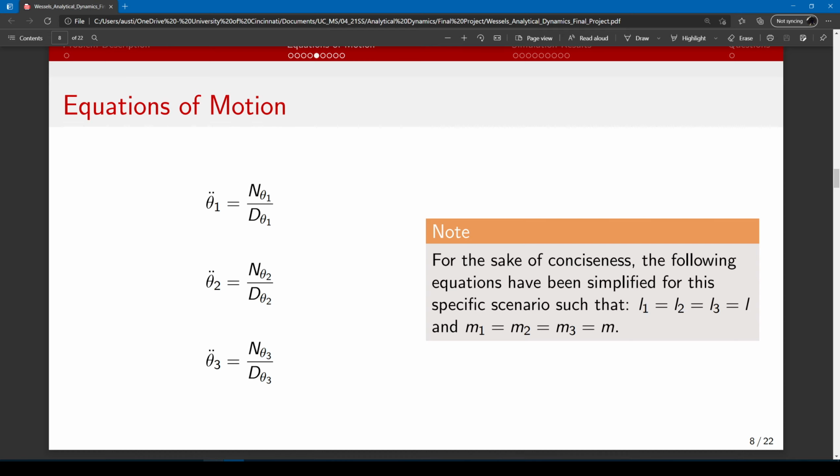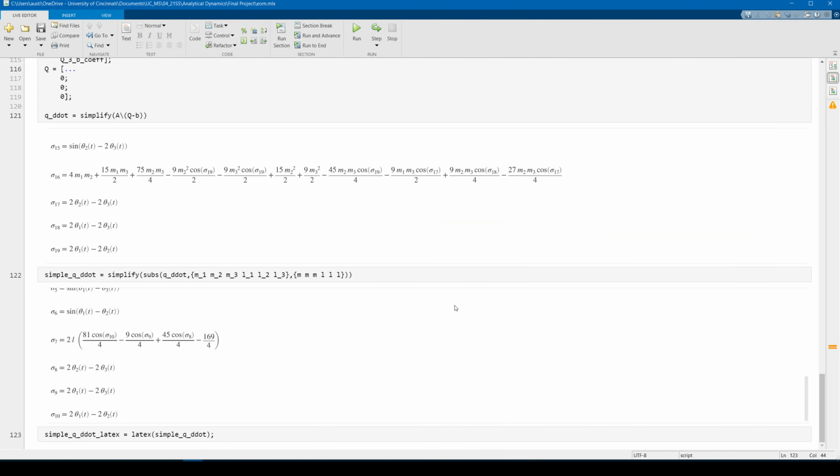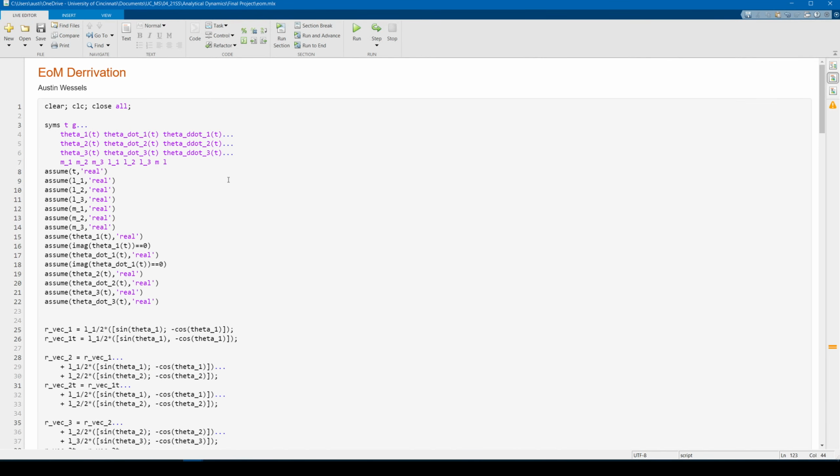So now we'll go over to MATLAB and we can look at how these equations were derived. So first thing we're going to do is define all of our variables here. We got time, gravitational constant, then we have theta 1 and its time derivatives, theta dot 1, theta double dot 1, theta 2 and its time derivatives, theta 3 and its derivatives. Then we also have the masses and the lengths of the pendulums. Here we're helping MATLAB out by telling it that all these variables are real.